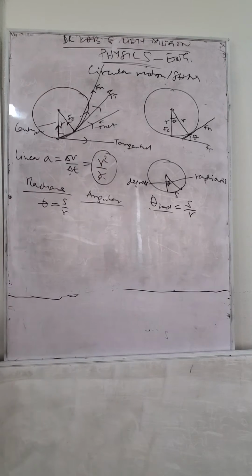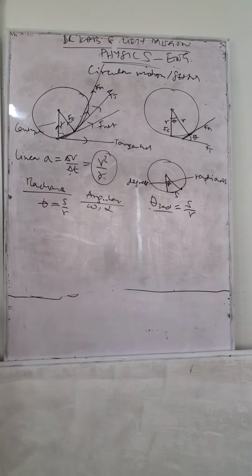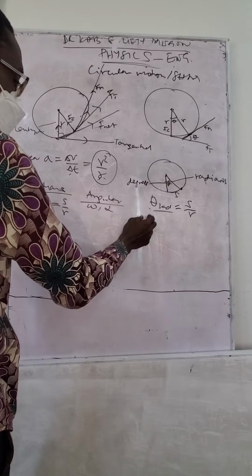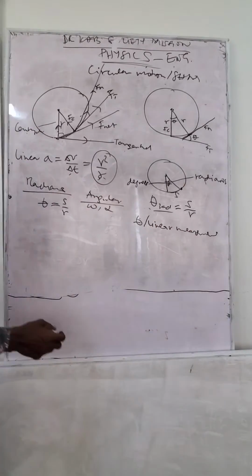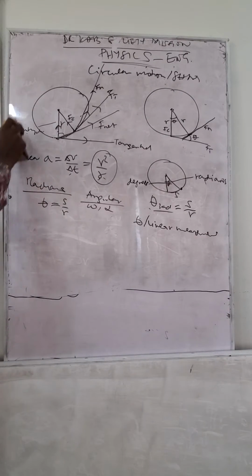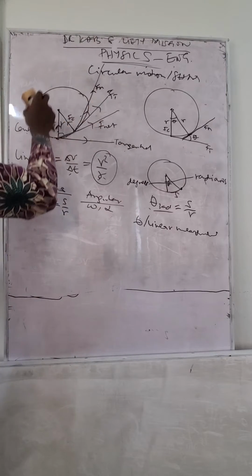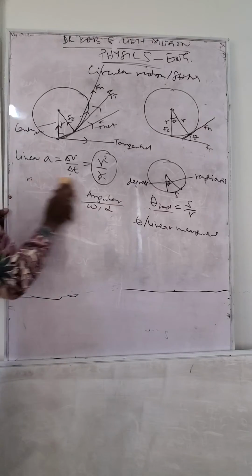Now let's move on to what we call the angular magnitudes. We have what we call angular velocity, then we have angular acceleration. Let's see if we can get some equations that relate linear measurements and angular changes. I think this picture should stay in your mind. Immediately we talk about circular motion, have this picture in mind, and then you are good to go. Let me just clean that.